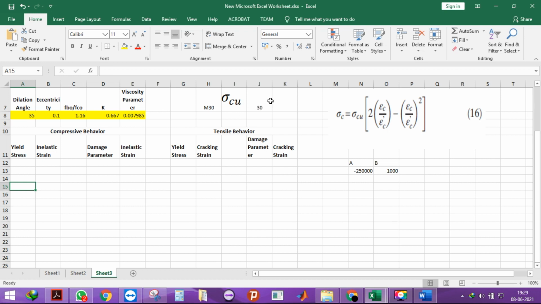So my ultimate stress, I'll enter something like 30. 30 is my ultimate stress, that I'll enter over here. And that's 15. 15 would be 0.5 times the ultimate stress. So that 15 will be my yield stress, and the inelastic strain corresponding to it will be 0.